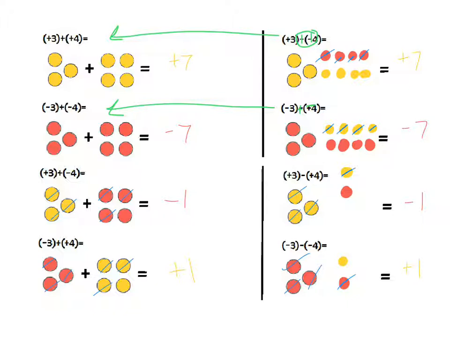Here, our subtraction problem, if we switch both signs, we make this one plus a negative. It's the same problem we had over here. If we have a negative and a negative, switch both signs, it becomes negative 3 plus positive 4, which is the same problem that we had over here. So to do a subtraction problem, it's actually easier to make an addition problem by switching both signs.